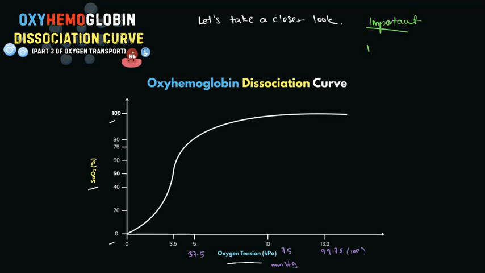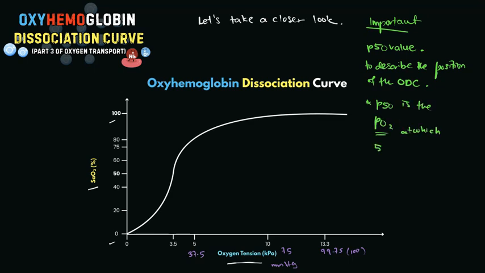So what can be derived from this oxyhemoglobin dissociation curve? One of the most important things that we can get from the oxyhemoglobin dissociation curve is the P50 value, which is used to describe the position of the curve. The P50 is the partial pressure of oxygen at which 50% of hemoglobin is bound to oxygen. In other words, at the P50 value, it is a point where 50% of the hemoglobin is occupied by oxygen, and the other half of the oxygen has been offloaded from the hemoglobin and dissolved in plasma. It is the midpoint of the oxyhemoglobin dissociation curve.